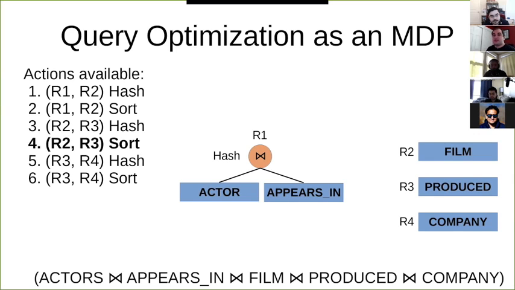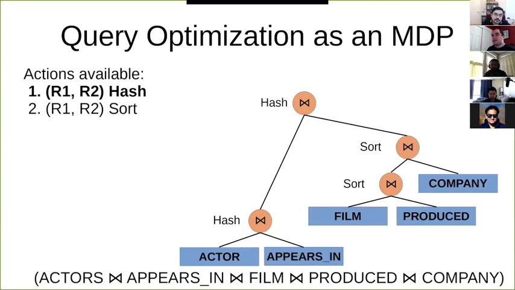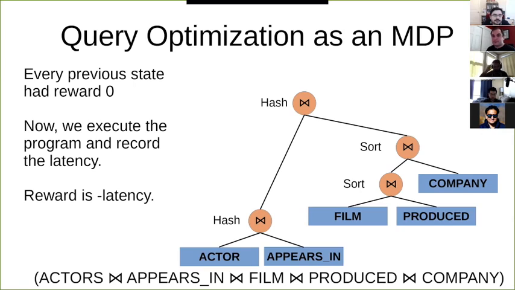So for example, next I could choose, okay, let's combine R2 and R3 with a merge join. So we do that, we renumber our relations, we get a new set of actions, etc. And we can continue this process until we end up with a complete query plan tree. Once we have this complete query plan tree, we can send it off to the execution engine, we can observe the latency that we get back, and now we know our reward. Now we know how good we did.